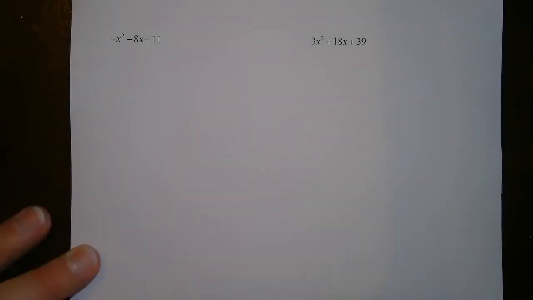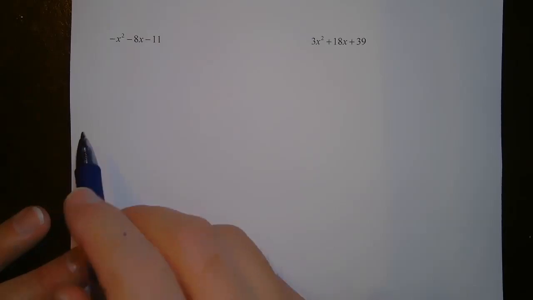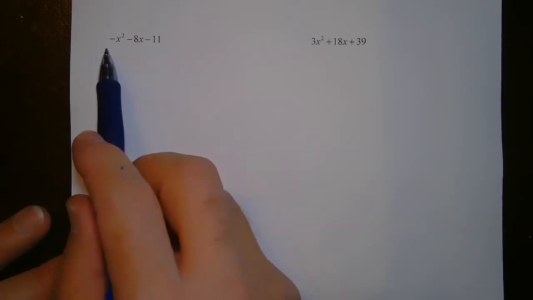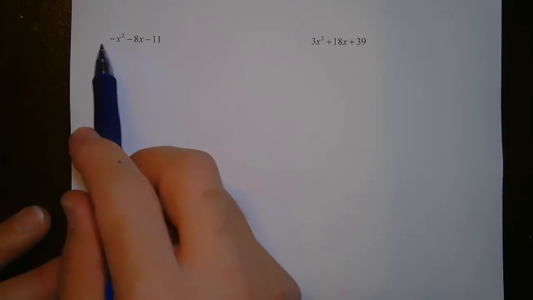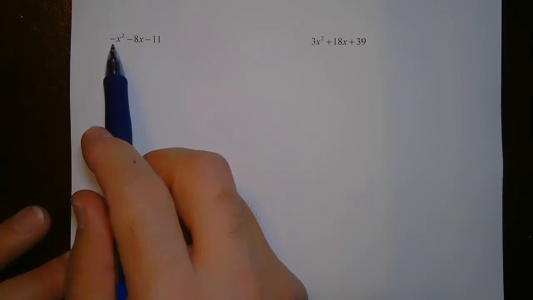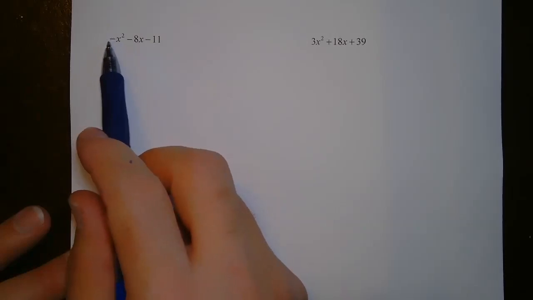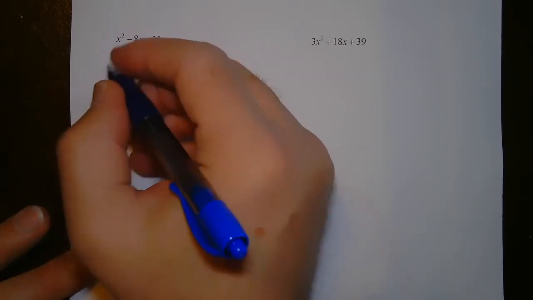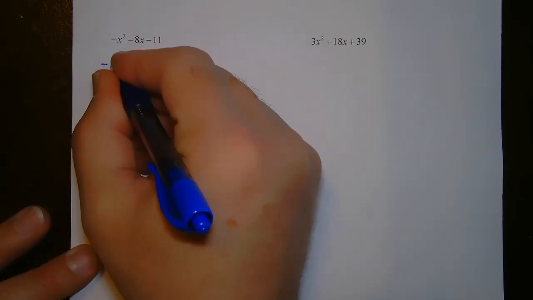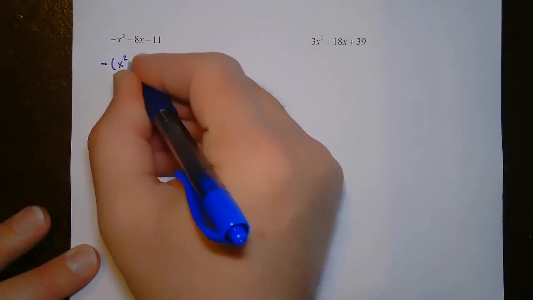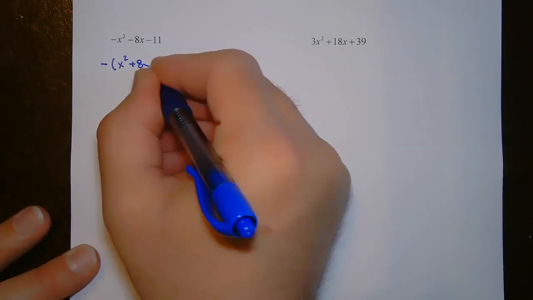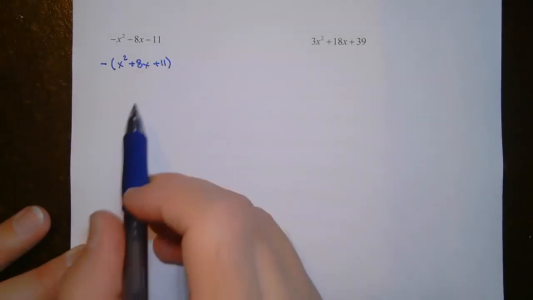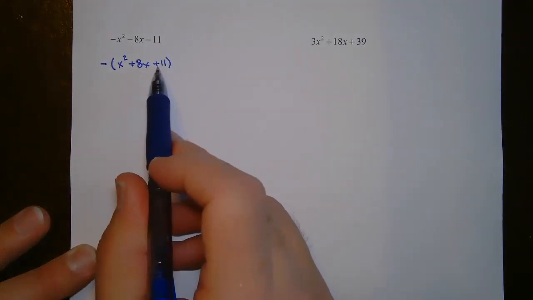For these next 2 review problems, what we have to do first is factor something out because we're not starting with x squared. For this first one, because we're starting with a negative x squared, whatever this is right here, we're going to want to factor that out of all 3 of them. So I'm going to factor that out, and I'd have negative, and then parentheses, x squared plus 8x plus 11. Now I can complete my square with x squared plus 8x plus 11.